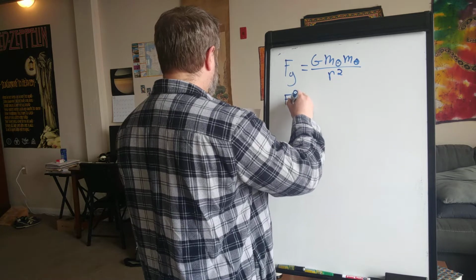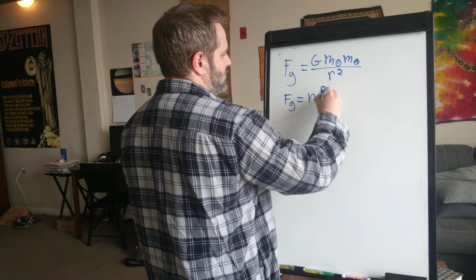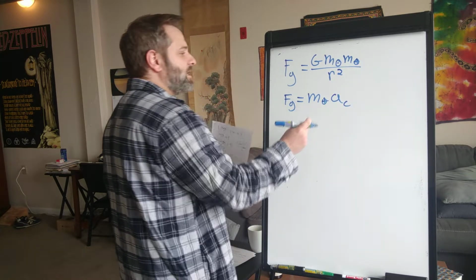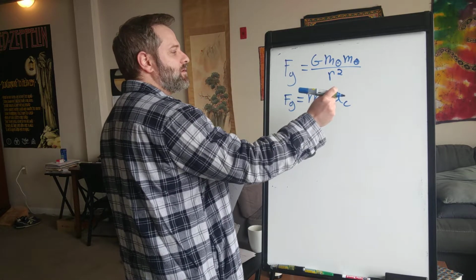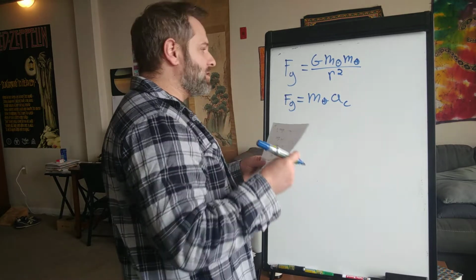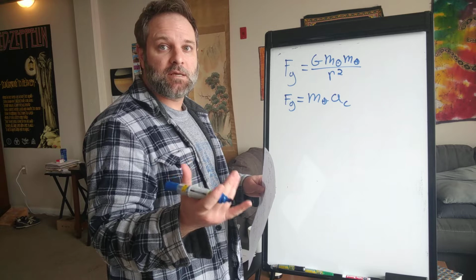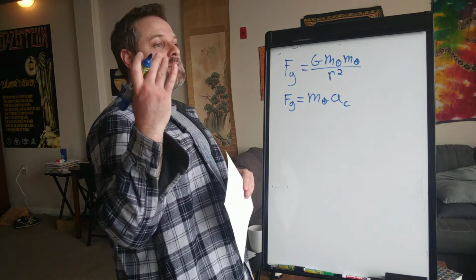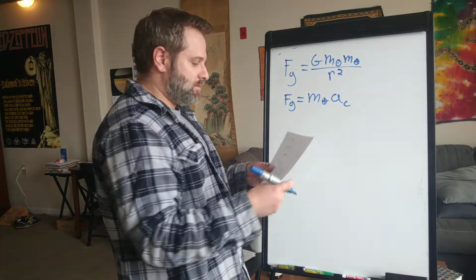We also know the force of gravity is equal to mass times acceleration. In this case, the mass of the Earth times the acceleration of the Earth. So this is pretty similar to the calculation we did for the Earth and the Moon.